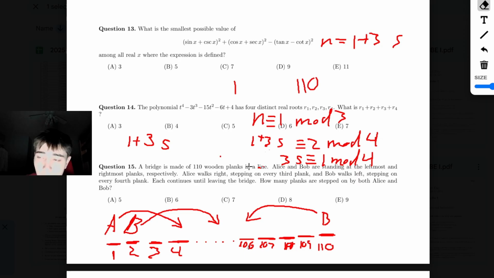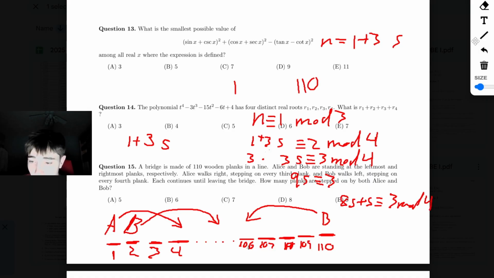If we multiply both sides of this congruence by 3, then we get 3 times 3s is congruent to 3 mod 4. So 3 times 3s is 9s, which is congruent to 3. And the reason I multiplied it by 3 is because 9 is 1 more than 8, and 8 is divisible by 4. So that is also 8s plus s is congruent to 3 mod 4. But 8s is always going to be congruent to 0 mod 4, so we can just erase it, because it's 0. So s is congruent to 3 mod 4.